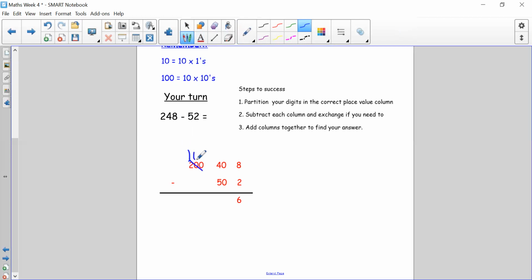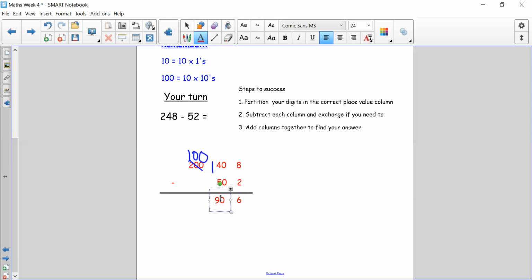I'm going to take one of my hundreds away. So I'm going to only have 100 left in my hundreds column. And I'm going to put my 100 in the tens column because it's changing into tens. And I have 10 of them. So it makes 140 now in my tens column. So 140 take away 50. Well, I know that 14 take away 5 is 9. So 140 take away 50 is going to be 90.